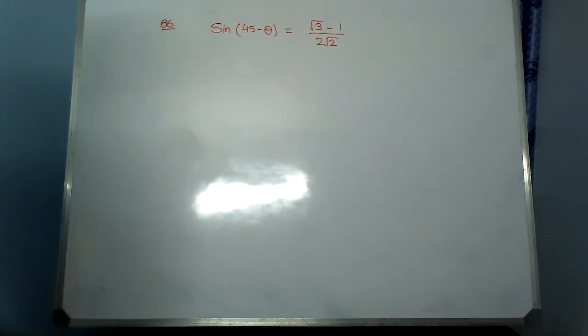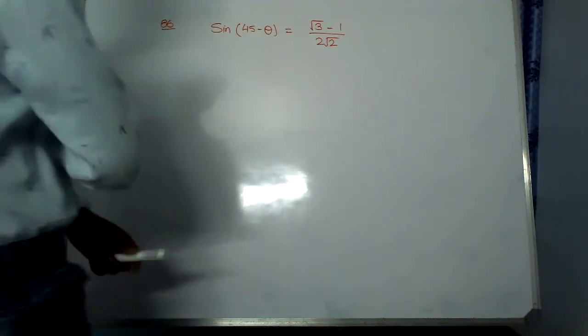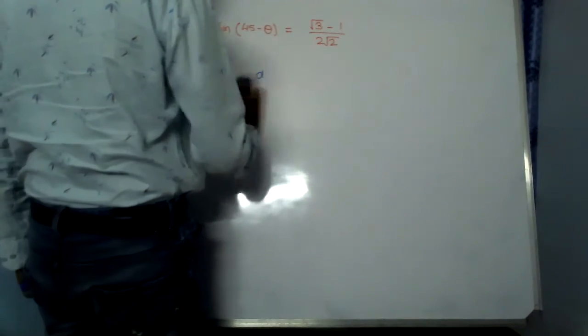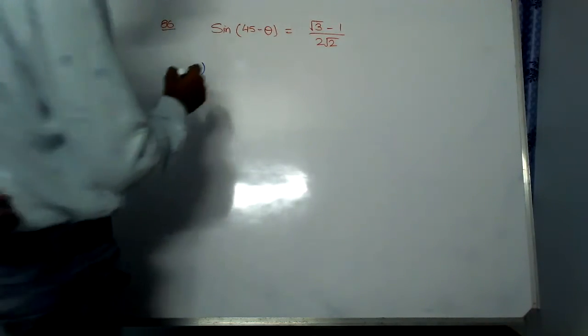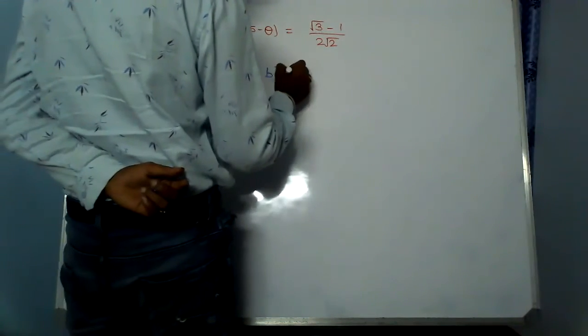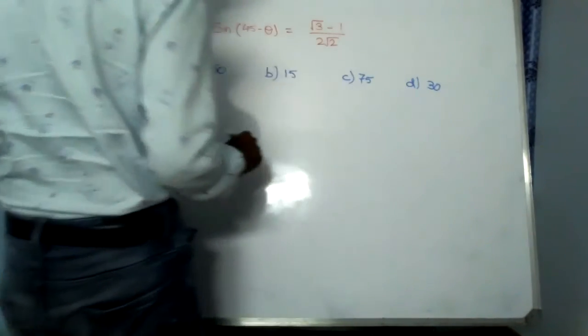So A option will not be there, because 45 minus 60 will be minus sine 15, which is not possible, neither 75. So the answer is between 15 and 30. Sine 30 we already know it's 1 by 2, and this does not look like 1 by 2, so of course your option will be D, 30 degrees. I'll tell you why D, because your options were A, 60, 15, 75, 30. These kinds of questions, don't waste your time solving it.